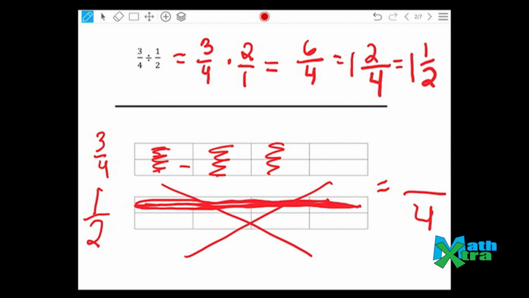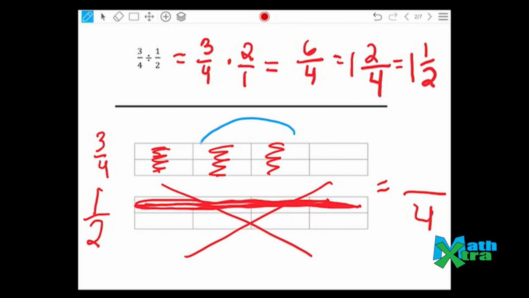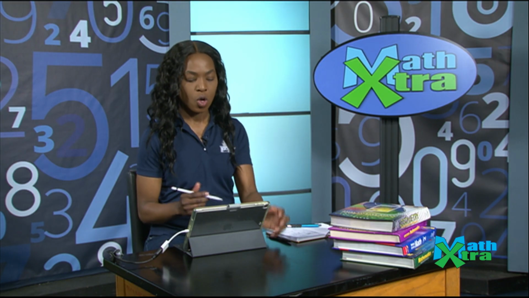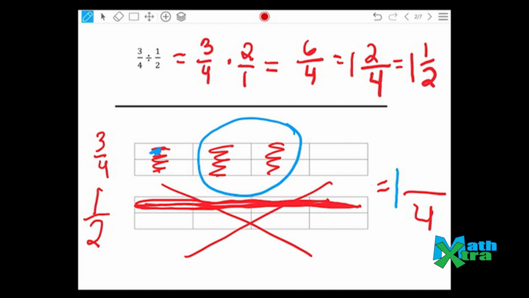Now we need to figure out the top model. This top model will give us our numerator as well as our whole number, okay? I'll use a different color just so you can clearly see it. We have one group of 4. That one group represents our whole number. Our whole number will be 1. The remainder is always the numerator. You have to remember that. The remainder is the numerator. We have 2 left over. 1, 2.